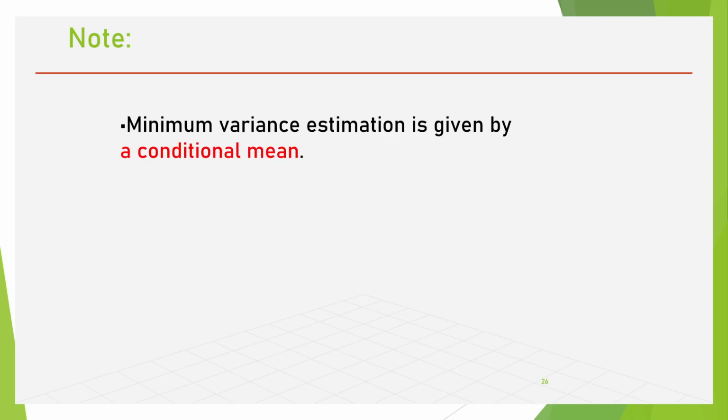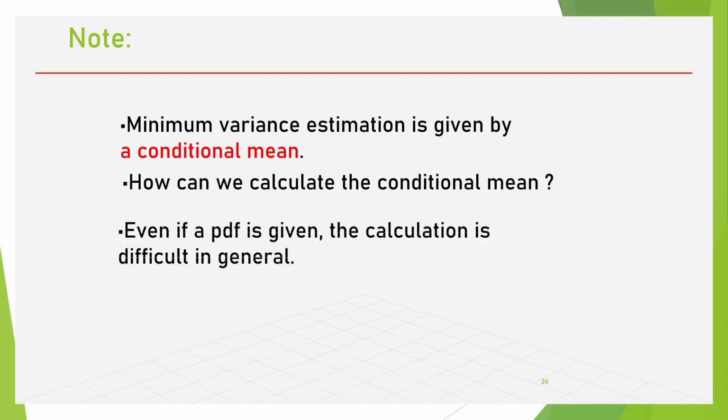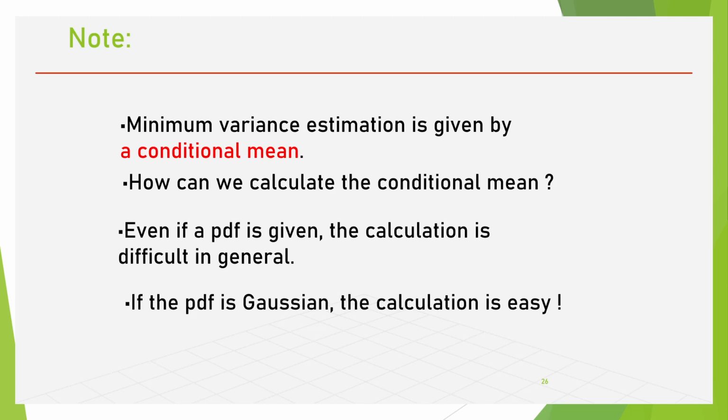So this is a note. Minimum variance estimation is given by a conditional mean, that is the main idea. And how can we calculate the conditional mean? Even if we know the probability density function, for example a Poisson distribution or Gaussian distribution, the calculation is in general very difficult. Only if the PDF is Gaussian, then the calculation is easy.